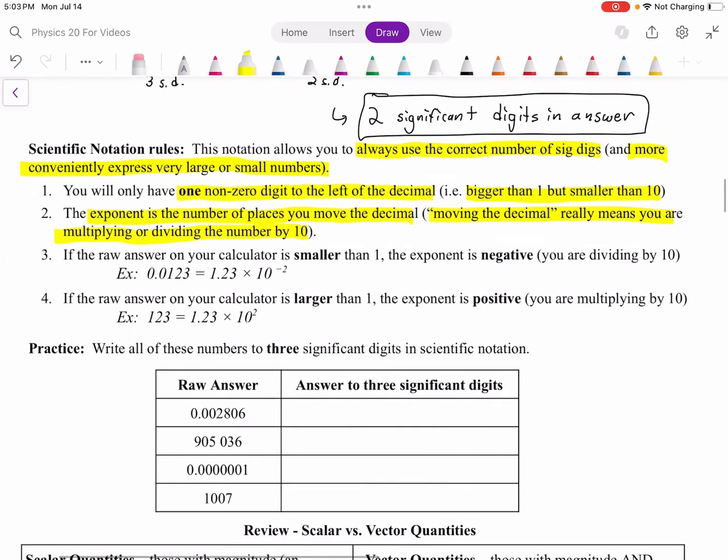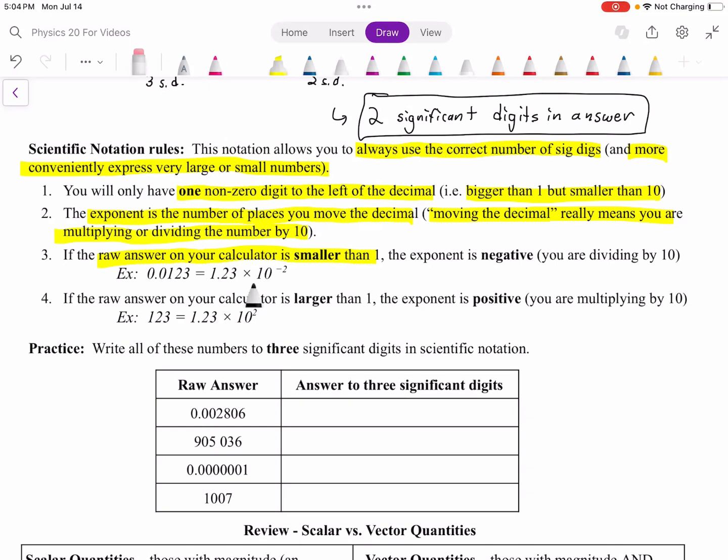And so if the raw answer on our calculator is smaller than 1, we have a small number, right? For example, 0.0123. Remember, we want to write it so that there's one non-zero digit to the left. So we're going to try to turn this into something like 1.23 instead of 0.0123. And in order to do that, what would we need to do? Well, we would need to take 1.23 and divide it by 10 twice, right? If I take 1.23 and divide it by 10 twice, it's the same as 0.0123. I'd have 0.123, then 0.0123.